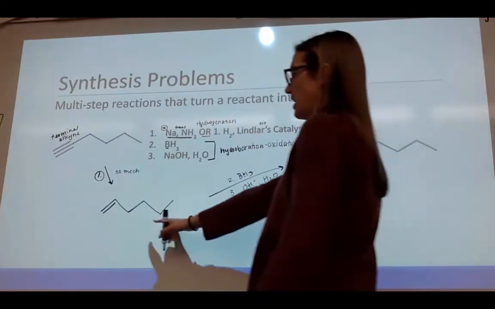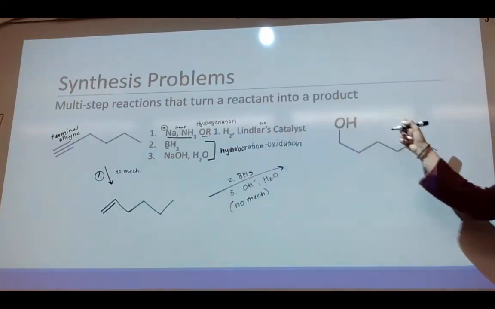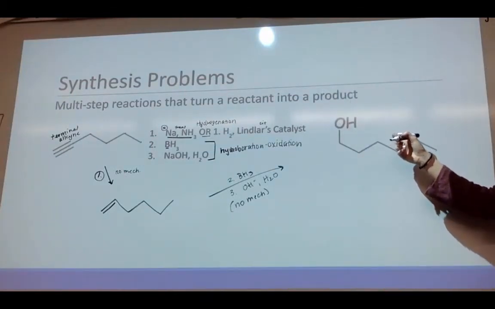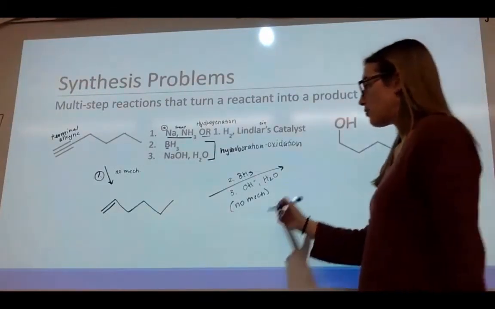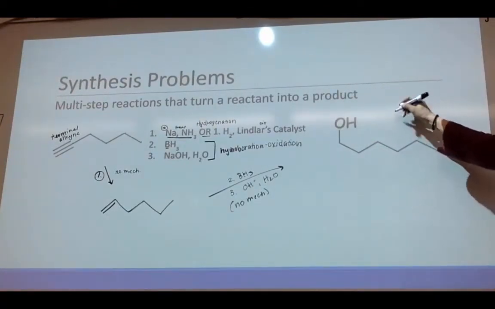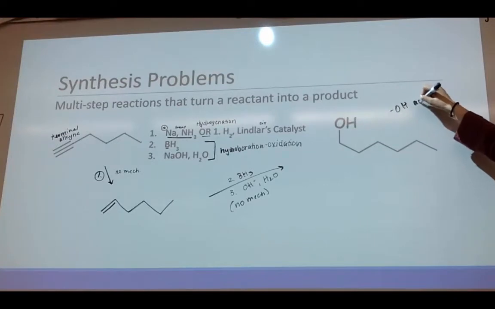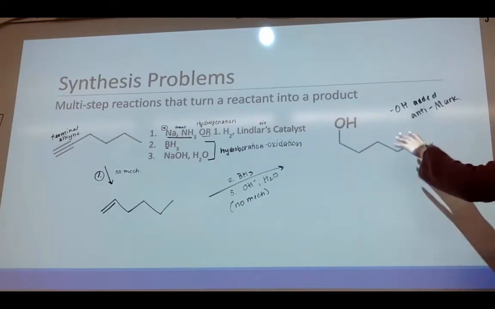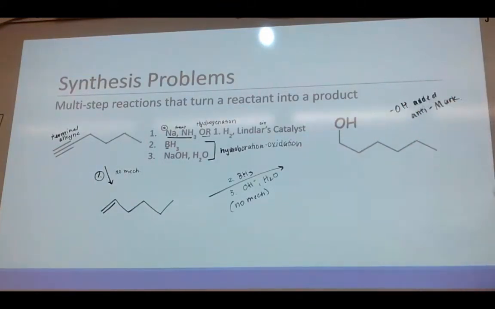Now notice how we had an alkene and it ended as an alkane. This is one of the alkene reactions that we looked at. If we look at this again, a key thing that I notice here is that the OH added anti-Markovnikov. So as we start to look at these synthesis problems, we're going to look at some of these considerations. How did something add? Are we ending with an alkane or an alkene?